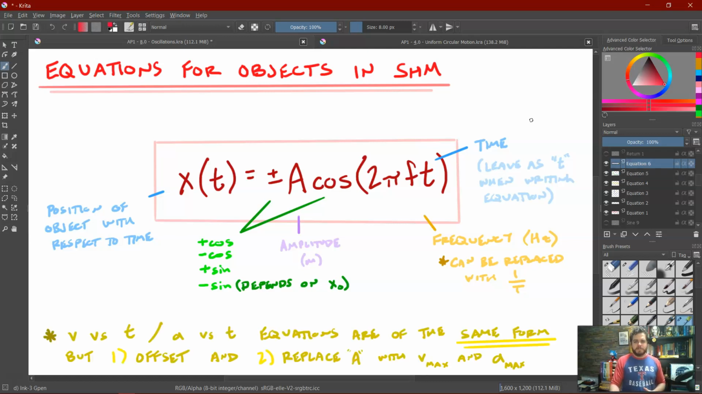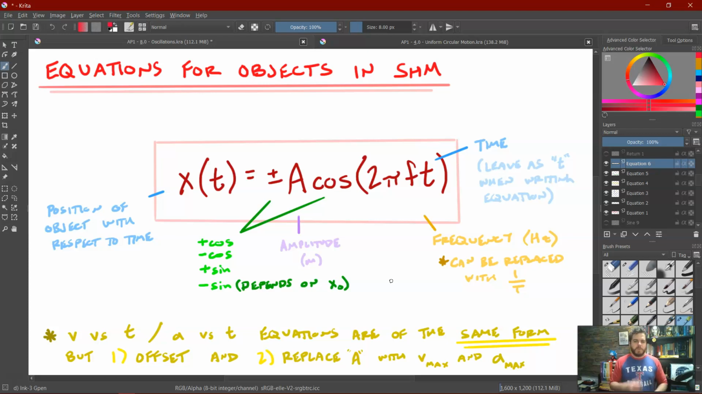And additionally, if we expand this to a v versus t, so a velocity versus time, or an acceleration versus time equation, they're actually going to be of the same form. Now, they're not going to be identical. So, for instance, an x versus t graph and then the v versus t graph for that same object are not going to be the same equation, but they are going to be similar. They are still going to be sinusoidal in shape. And specifically, this part in parentheses here will be exactly the same for each one.